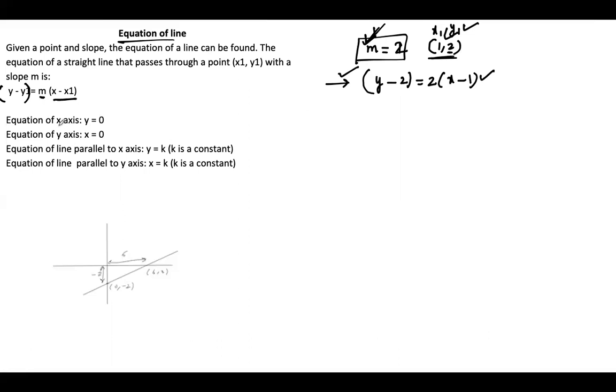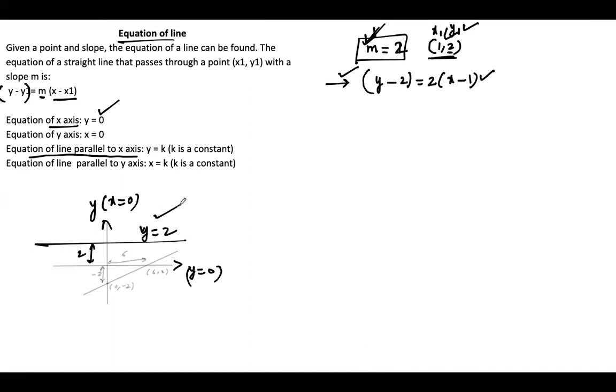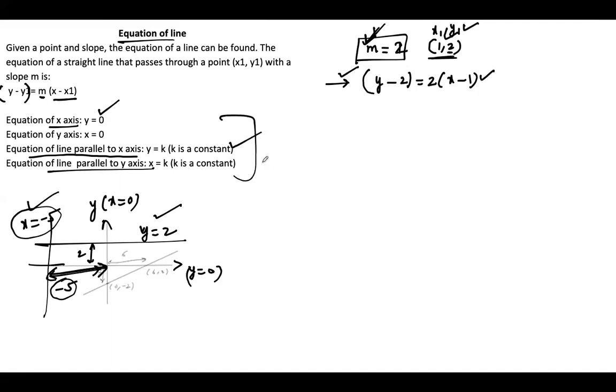All right. Equation of x-axis we have discussed. Equation of x-axis is y is equal to 0. Similarly, equation of y-axis is x is equal to 0. Equation of line parallel to x-axis. Let's say if it is 2, so the equation of line is y is equal to 2. Let's say equation of line parallel to y-axis, that is at a distance of, let's say, 5 units. So I'm saying x-intercept is minus 5. So this line will be x is equal to minus 5. This we have already discussed.